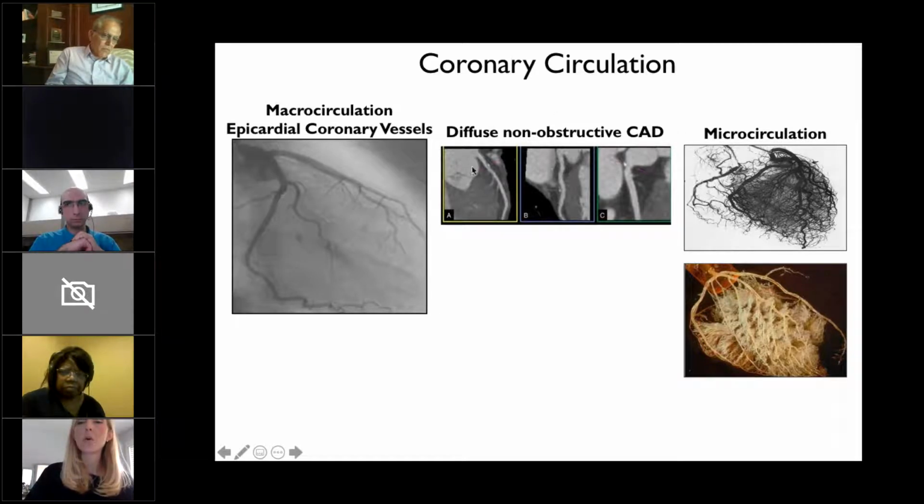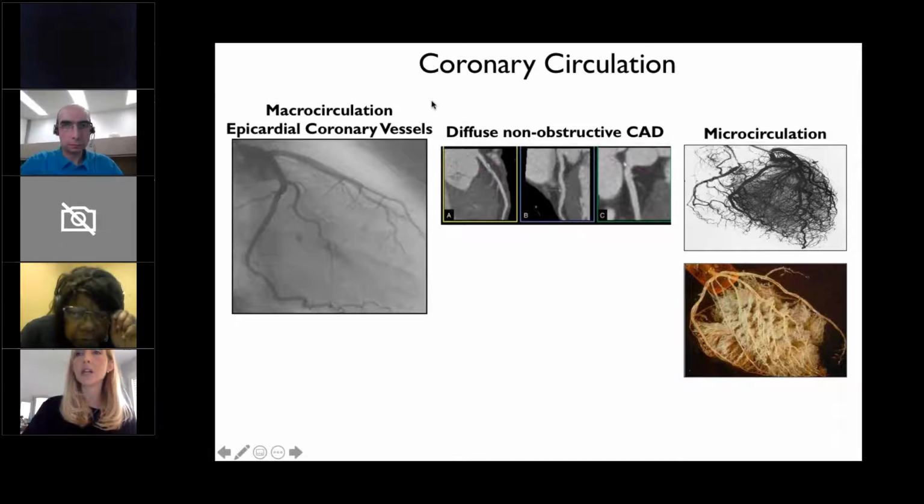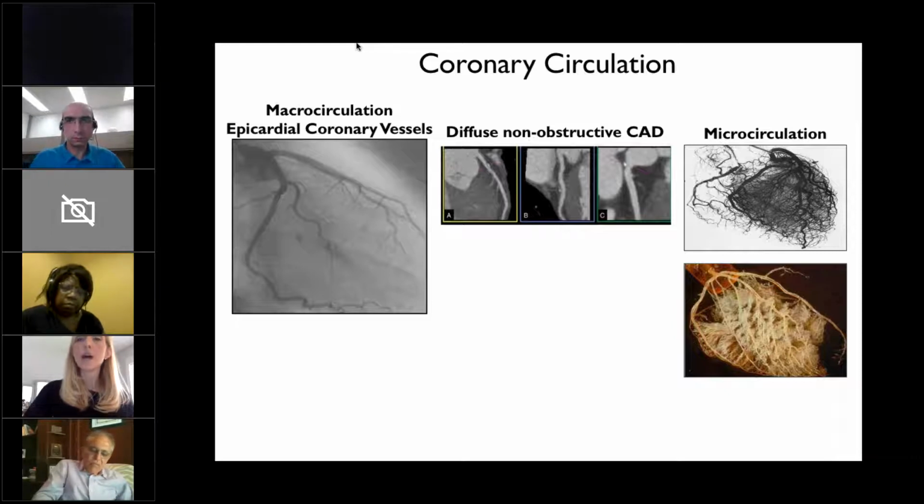I do not need to introduce the coronary microvasculature to this audience, but just to put this into context. On the left, we see a coronary angiogram showing the epicardial or macrocirculation. On the right panel, the top panel shows an ex vivo angiogram, and the bottom a postmortem cast of the coronary circulation, illustrating the abundance of the microvascular network, which is not visible at coronary angiography because of its limited spatial resolution. Furthermore, in the middle, I'm showing diffuse non-obstructive disease detected by cardiac CTA.